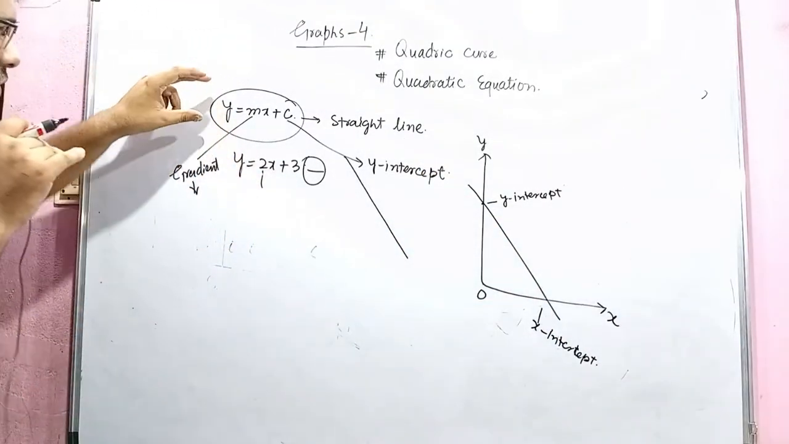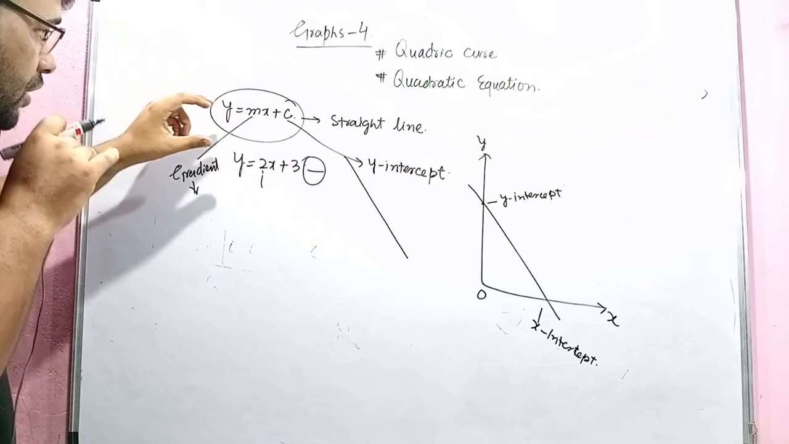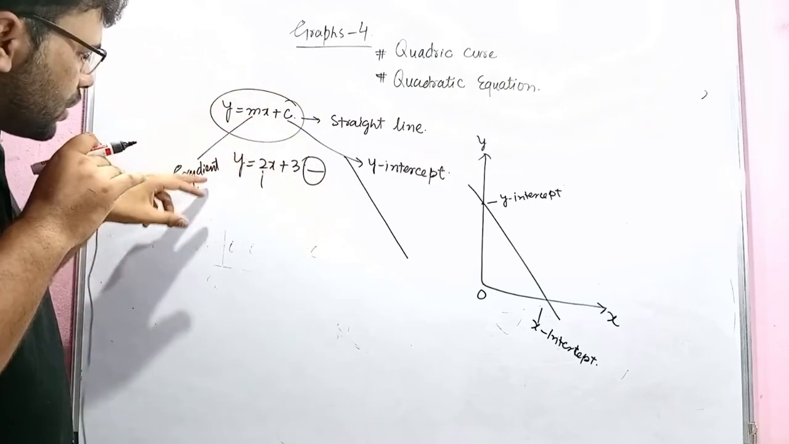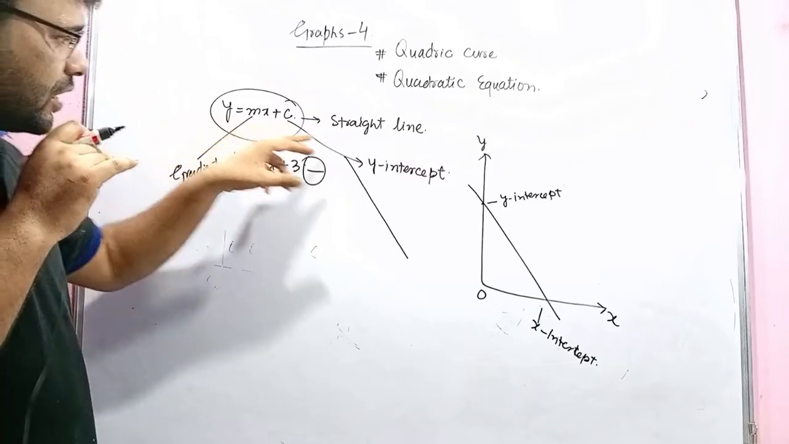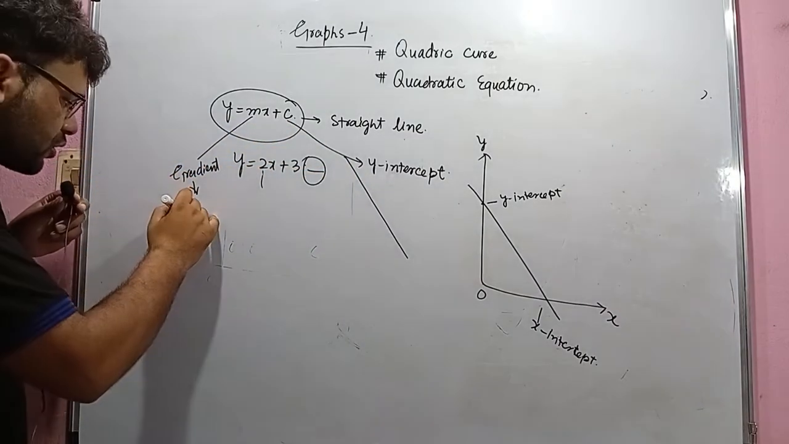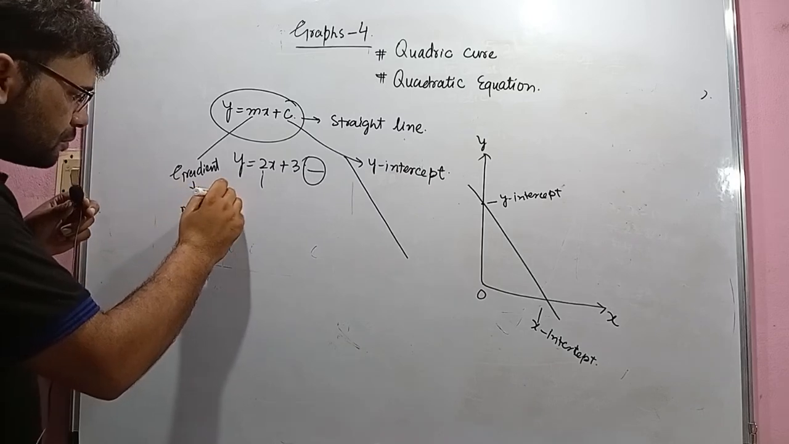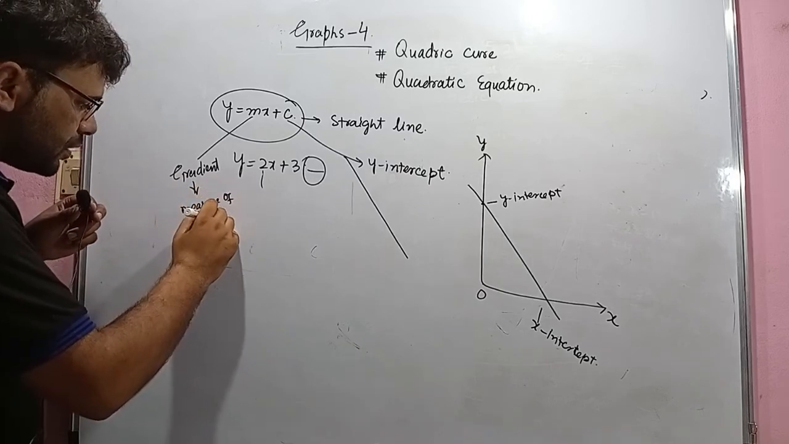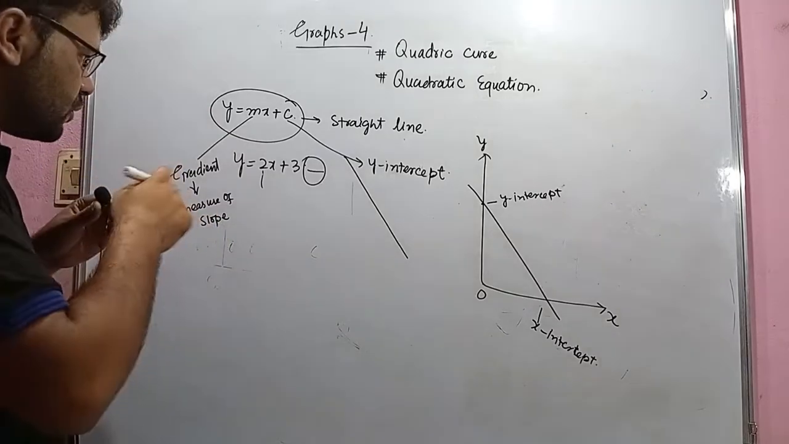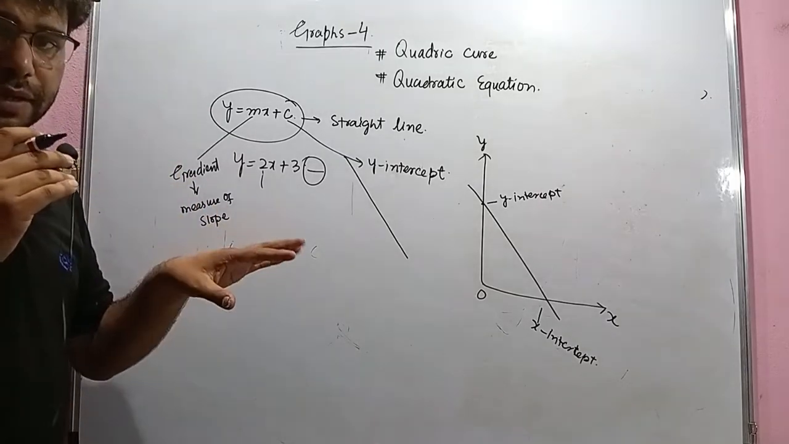If you have the curve y equals mx plus c, what will you think, this m is what? This is the gradient, and this c is the y-intercept. What is the gradient? It is actually the measure of slope. In Graphs 1, you have calculated the measure of slope, that is y2 minus y1 divided by x2 minus x1.